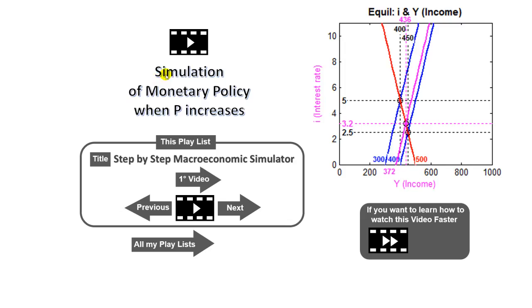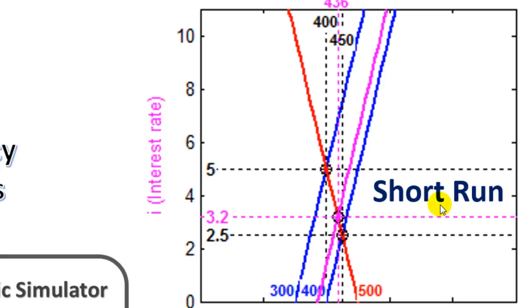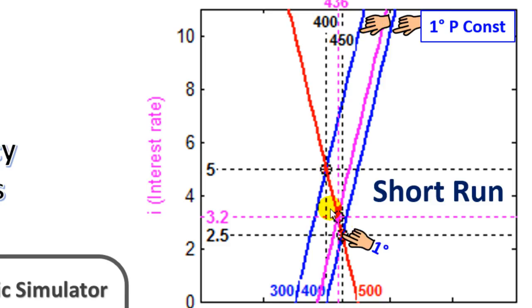Hello, in this video we are going to see simulation of monetary policy when price level increases. In the short run, there are two effects that happen when we increase money supply. First of all, when price level is constant, then the LM curve shifts from here to here. We already proved that. And then the equilibrium passes from here to here. This is the first effect.